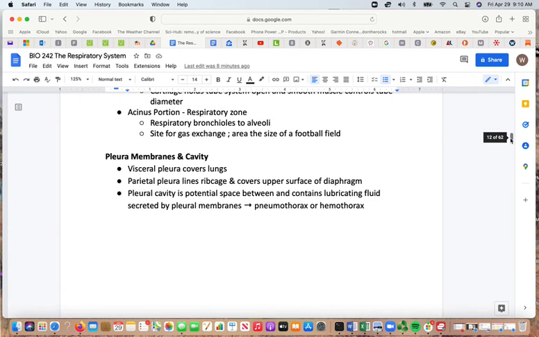So we have pleural membranes. The visceral pleura is going to cover the lungs. The parietal pleura is going to line the rib cage and cover the surface of the diaphragm. And then the pleural cavity is the potential space between those layers, and it's going to have lubricating fluid in there that is going to come from the pleural membranes. So if this is collapsed, you could have pneumothorax or hemothorax.